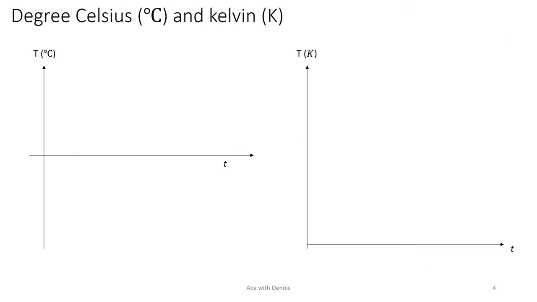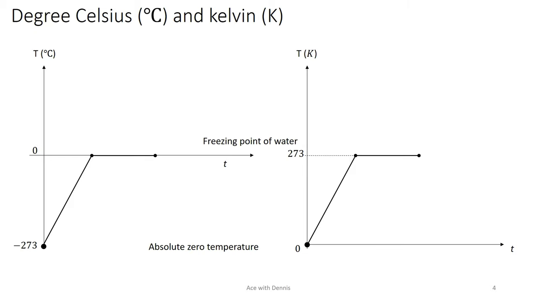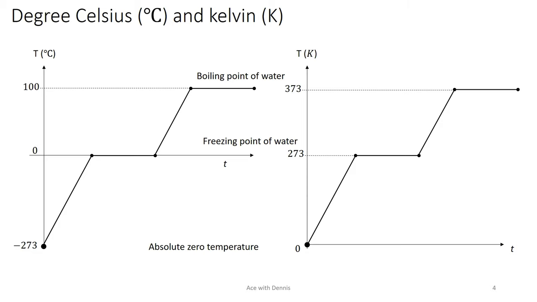Now, let's look at the graphs for both degrees Celsius and Kelvin. When it is at absolute zero temperature, the degrees Celsius is at the value of negative 273, while for Kelvin, it is at zero. So, when the temperature increases to 0 degrees Celsius, for Kelvin, it is 273 Kelvin. So this is the freezing point of water. When it increases to 100 degrees Celsius, the Kelvin will be 373 Kelvin, which is the boiling point of water.